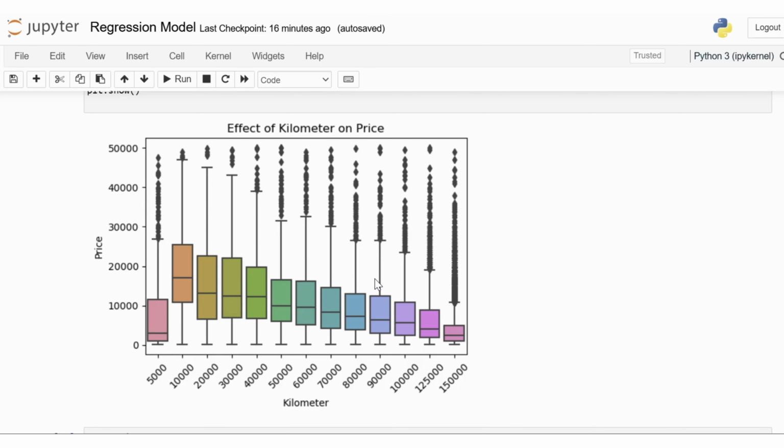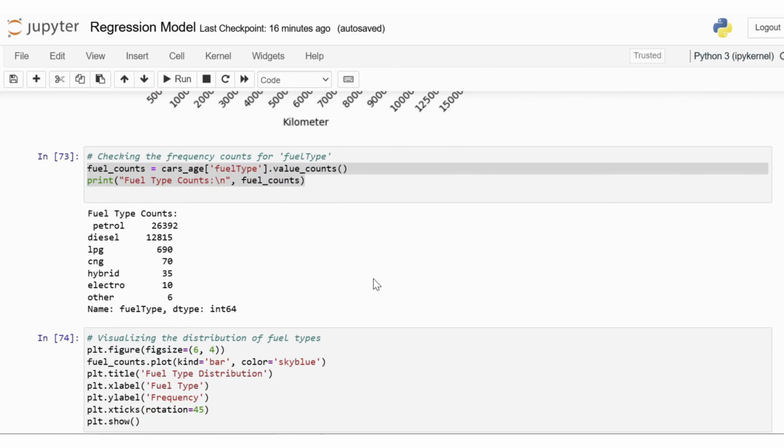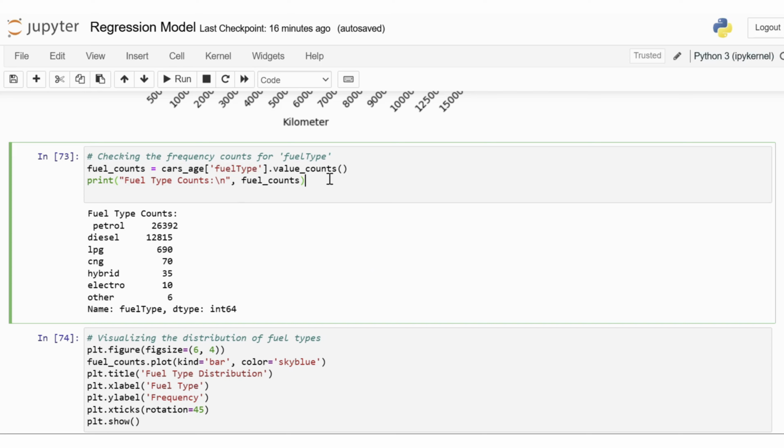Next, let's delve into the fuel type variable to see how different fuel types are distributed and their effect on car prices. From the output we can see that the distribution of fuel types in our dataset indicates that petrol cars are the most common, accounting for the majority with 26,392 cars, followed by diesel cars with 12,815. Alternative fuel types like LPG, CNG, hybrid, and electric vehicles are significantly less common, with LPG cars being the most frequent among them at 690.